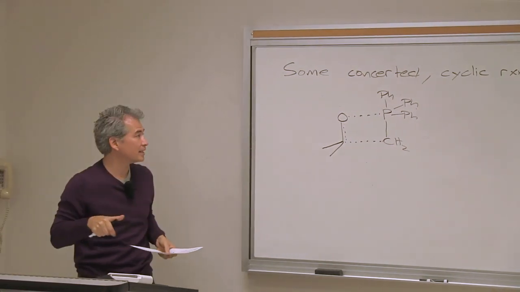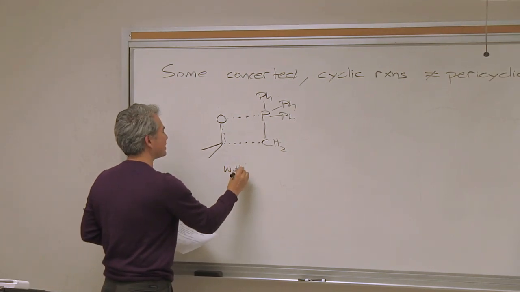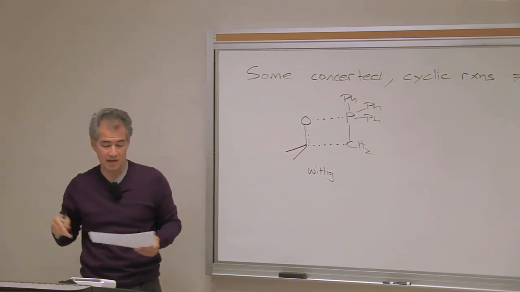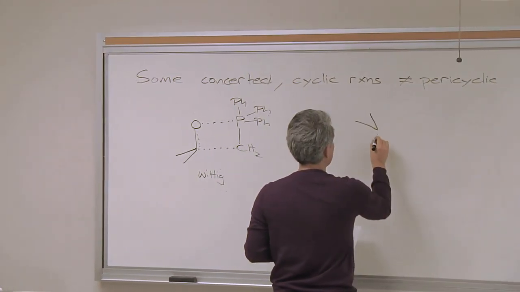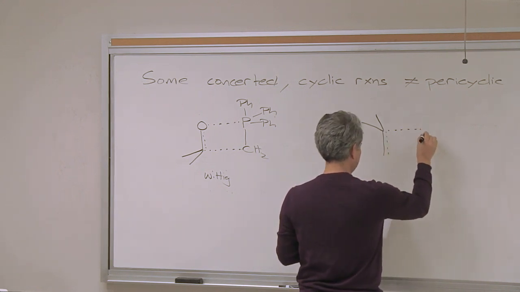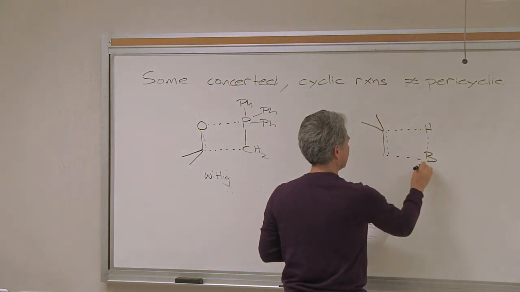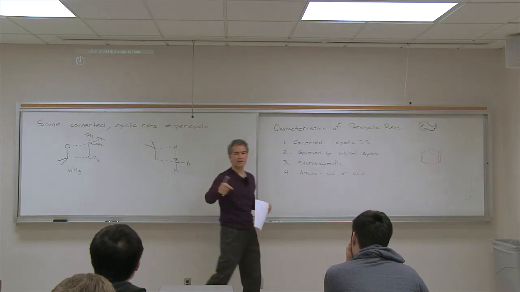That makes it concerted. So the Wittig reaction is an example of a reaction with a cyclic transition state that is not pericyclic. Let me give you another example of a reaction that involves a cyclic transition state and is concerted, but is not pericyclic.